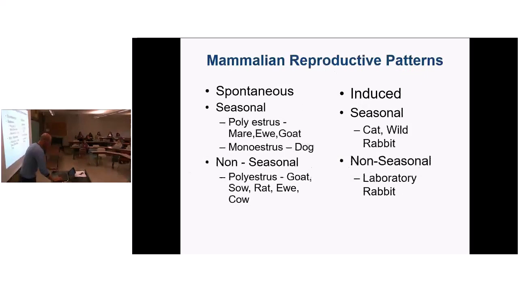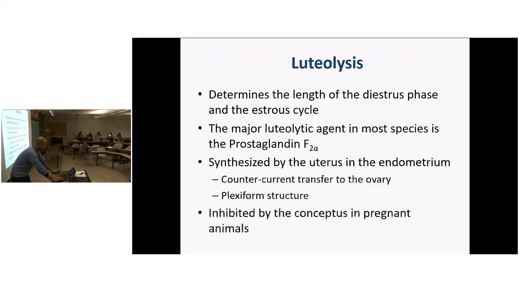Same for the next slide. You have spontaneous, induced, seasonal, non-seasonal, and so on and so forth. Not a big deal. It's just explaining how diverse this is. And if you go to wild animals, then this goes bananas. It goes crazy because they have even more extreme strategies for reproduction. If you go to invertebrates, it goes even crazier. So that's how it goes.